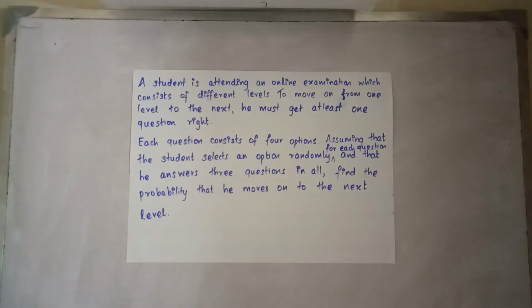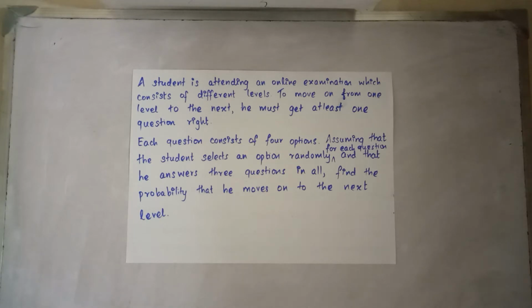In this video, we'll be looking at a problem based on probability. A student is attending an online examination which consists of different levels. To move on from one level to the next, he must get at least one question right. Each question consists of 4 different options. Assuming that the student selects an option randomly for each question and that he answers 3 questions in all, find the probability that he moves on to the next level.